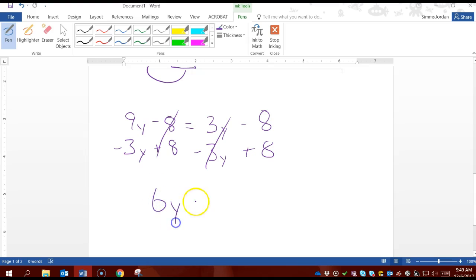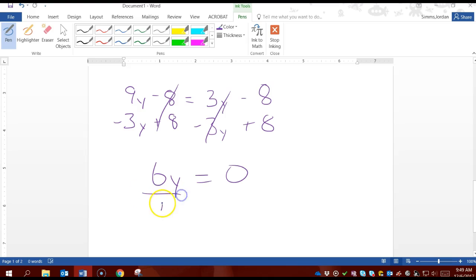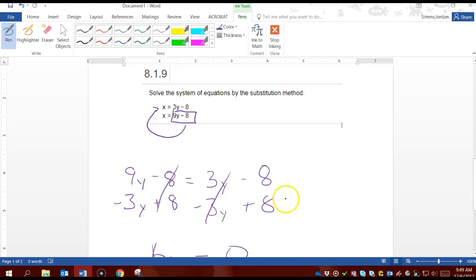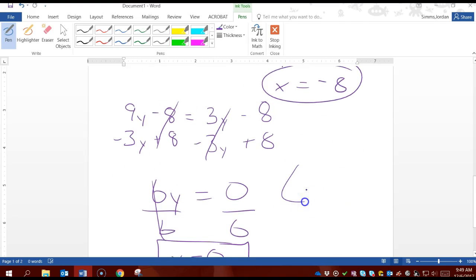So we're going to have 6y equals 0. And then we're going to divide both sides by 6. Y equals 0. So now we know y equals 0. We can go back up into here. Just pick one equation, doesn't matter which one, and find x. If I do this one right here, I'll just copy it a little bigger so you can see it. X equals 9y minus 8. Y is 0 though, so this is gone. X equals -8. So again, as an ordered pair, -8 and 0.